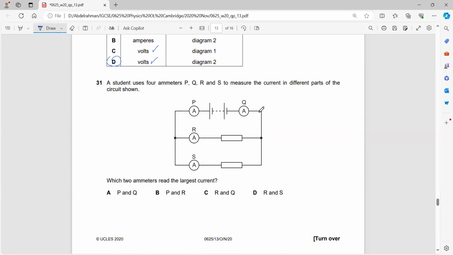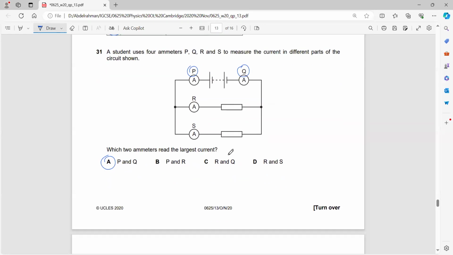Which two ammeters read the largest current? The largest current would be in P and Q.